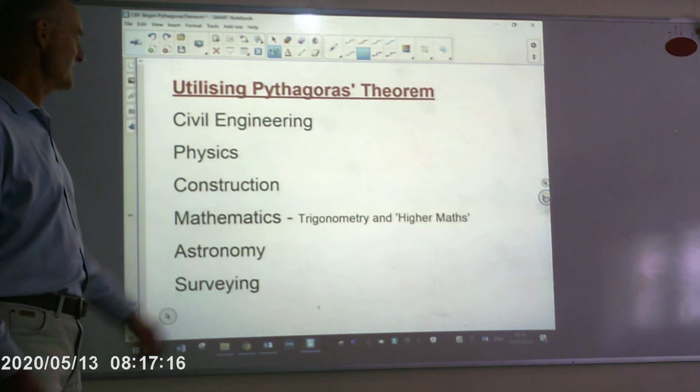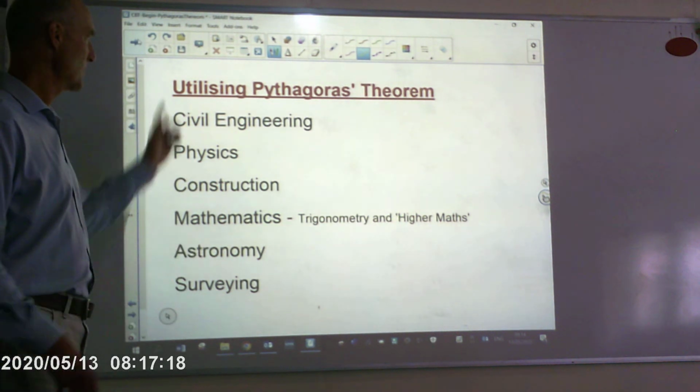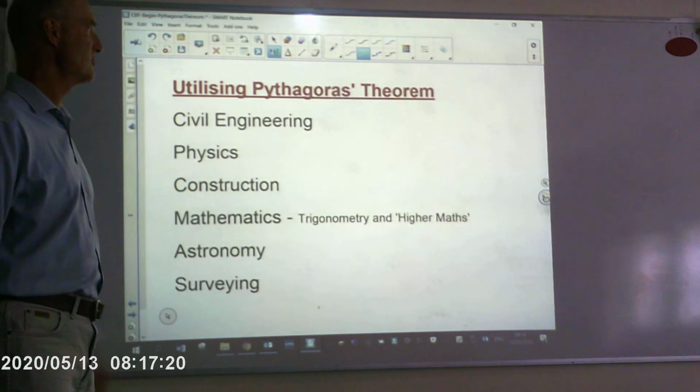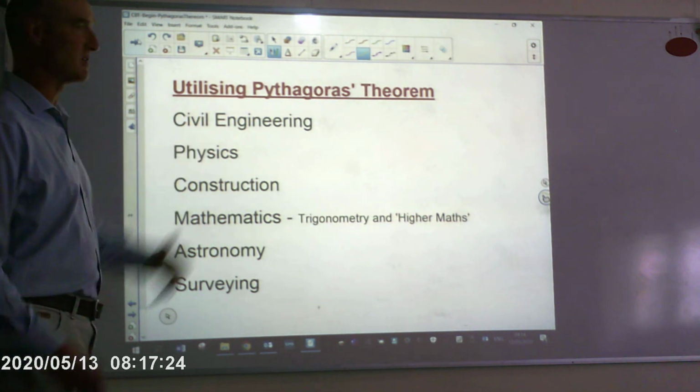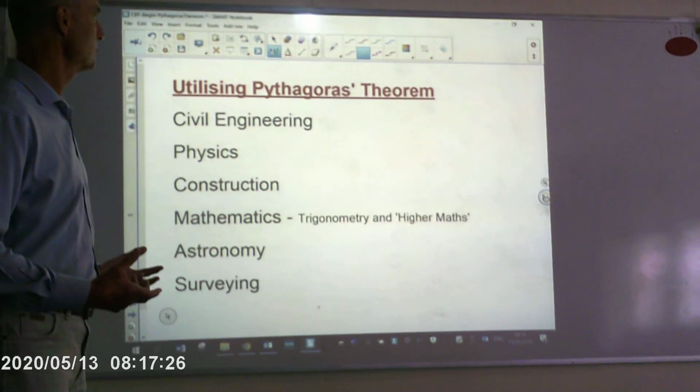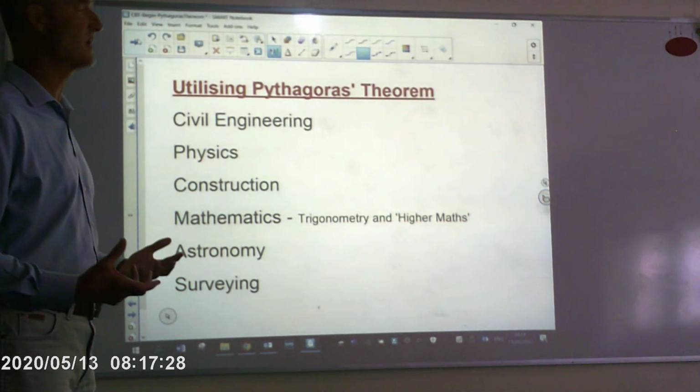Astronomy, surveying, you need to know about right angled triangles. Pythagoras' theorem is a very important part of that. A lot of science, so physics, you need to know about right angled triangles. So it's important to get the basics of this.